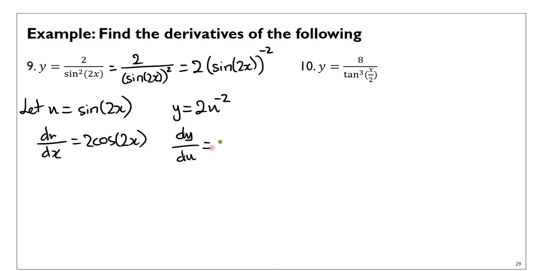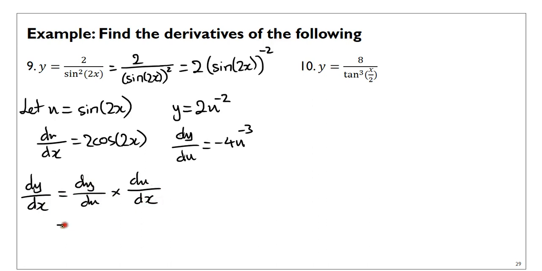dy du is going to be negative 4 u to the power of -3. So multiply with the power. 2 times -2 is -4. And then subtract 1 from the power. So from -2 to -3. And then we're just going to use chain rule again. So dy dx is dy du times du dx.